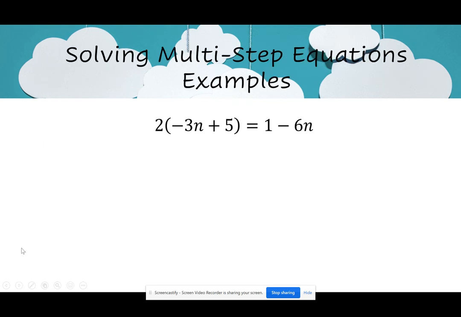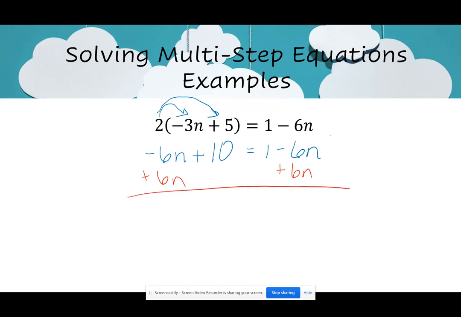So let's do an example. Of course, we're just going to start solving this like a regular equation. So we're going to distribute our 2. We get negative 6n plus 10 equals 1 minus 6n. Now we want to get all of our variables to one side and all of our constants to the other. Again, I'm going to try to move my variables to the left. So I'm going to add 6n.